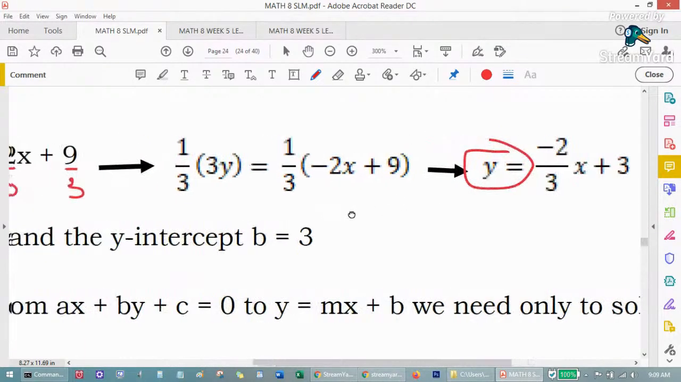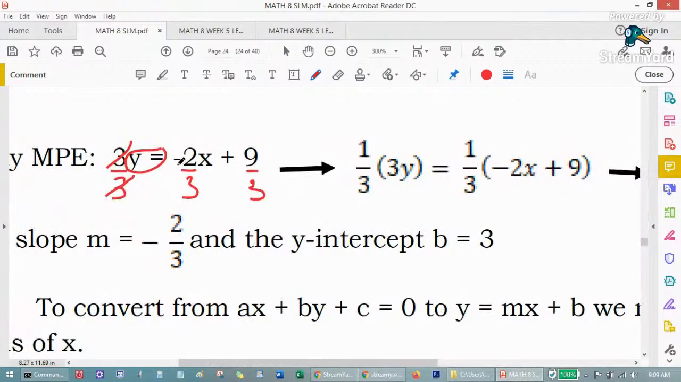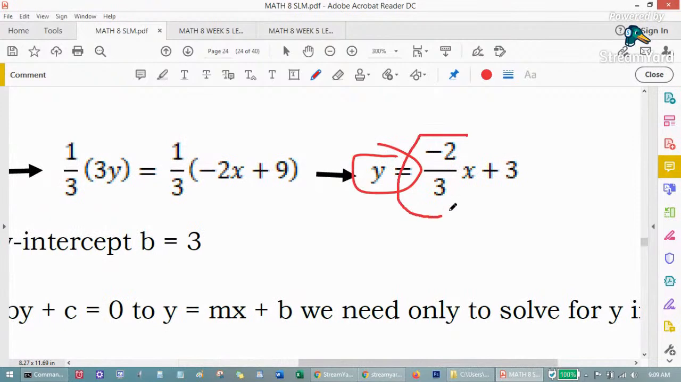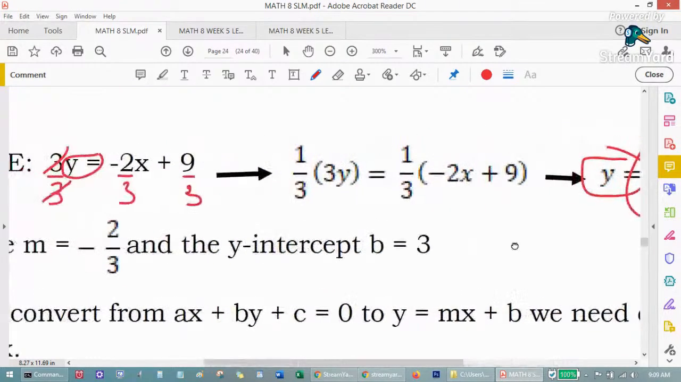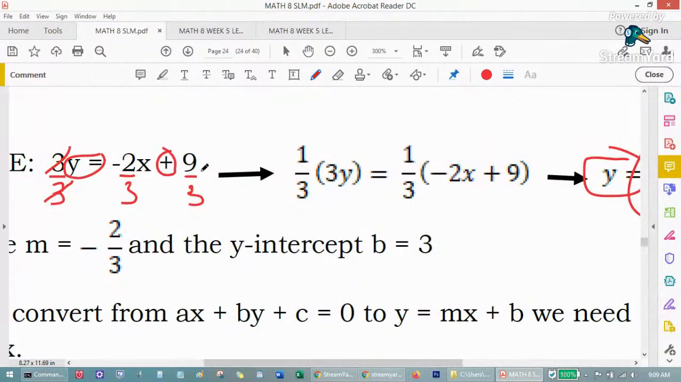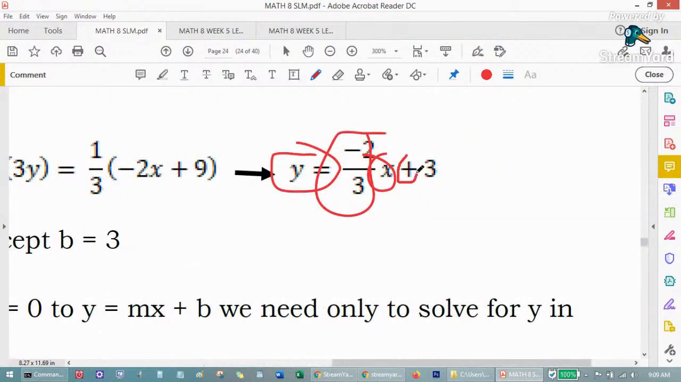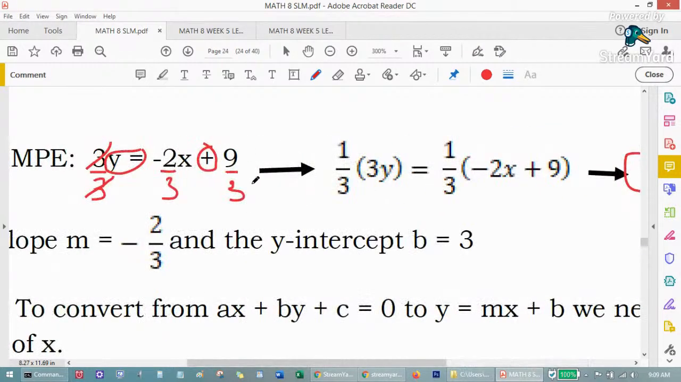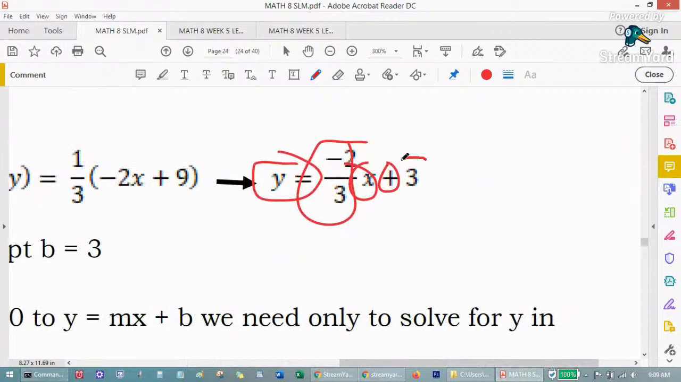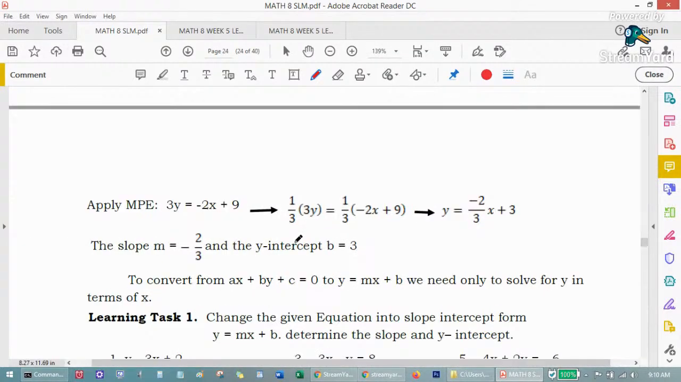So, y equals negative 2 over 3 x plus 9 divided by 3 is 3. Okay?